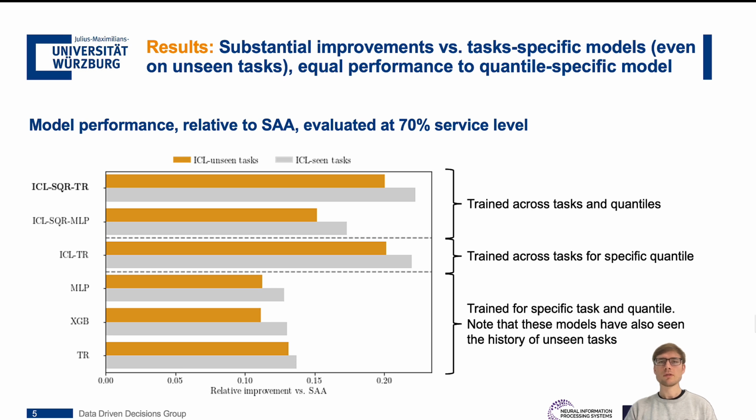So for our first proof of concept, we tested it on the M5 competition data. So these are basically demand data from Walmart. And we can show a couple of things. Number one, our model, which is the one on top, outperforms any single product models by a very large margin. Number two, the model that is trained across the different quantile levels has the same performance as one trained specifically on the target service level. That means the additional versatility does not come at a cost.